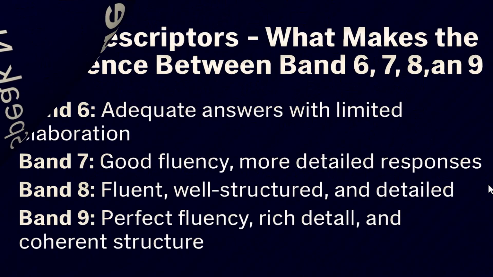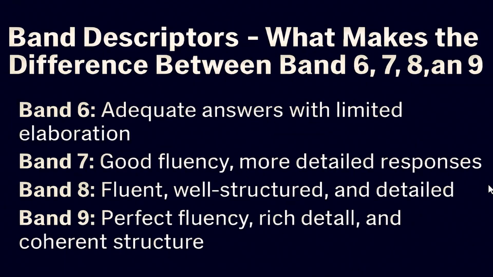Now let's take a look at what makes the difference between Band 6, 7, 8, and 9 answers. Band 6 responses are generally adequate but lack depth and fluency. Band 7 answers show good fluency and detail, but may have minor pauses. Band 8 responses are fluent, well-organized, and detailed. Finally, Band 9 answers are fluent and perfect, with a wide range of vocabulary and grammar, and they provide rich, detailed explanations.